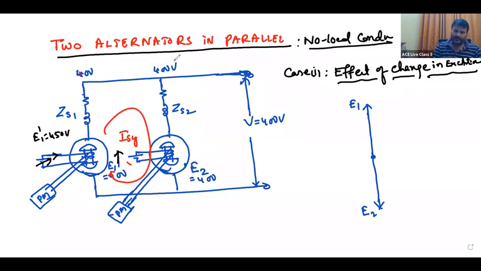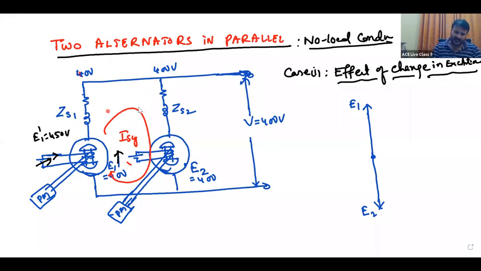Now what we are doing: if the excitation of machine 1 is increased, E1 increases. And when E1 increases, this terminal voltage also will increase. When the first machine's excitation is increased, the terminal voltage of the first machine also will increase. But when the terminal voltage of the first machine increases, how will the second machine's terminal voltage increase? How is stable parallel operation achieved? How does voltage stability take place?